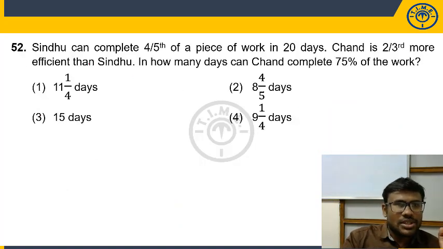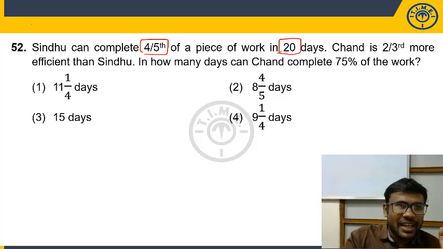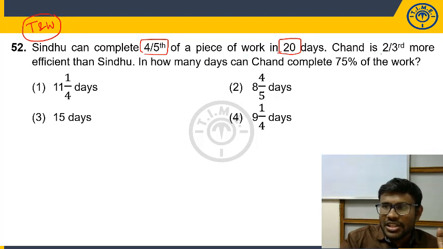Next question. Sindhu can complete 4/5 of a piece of work in 20 days. So it's a time and work question. Chand is 2/3 more efficient than Sindhu. In how many days can Chand complete 75% of the work?